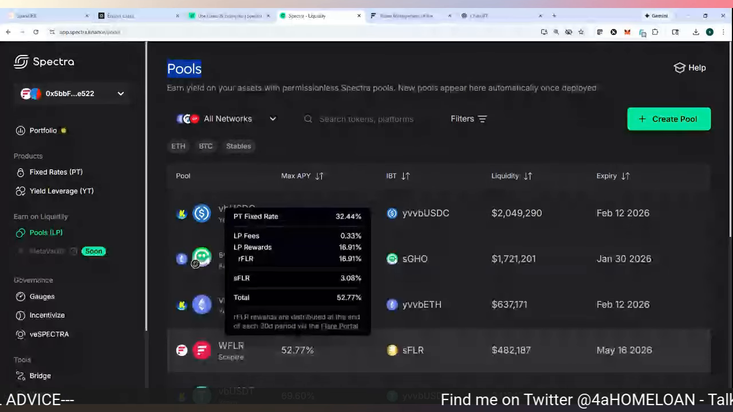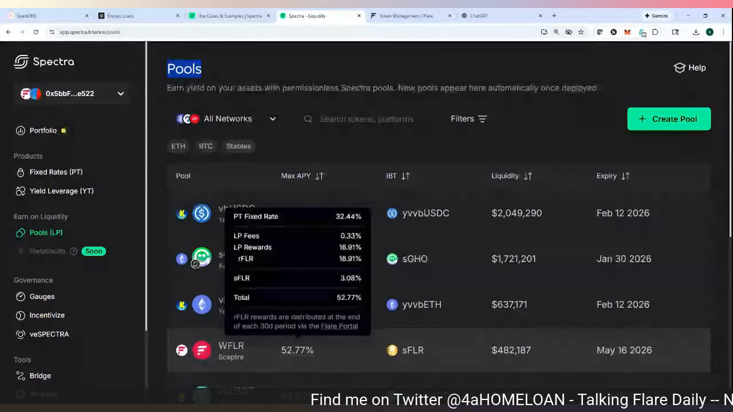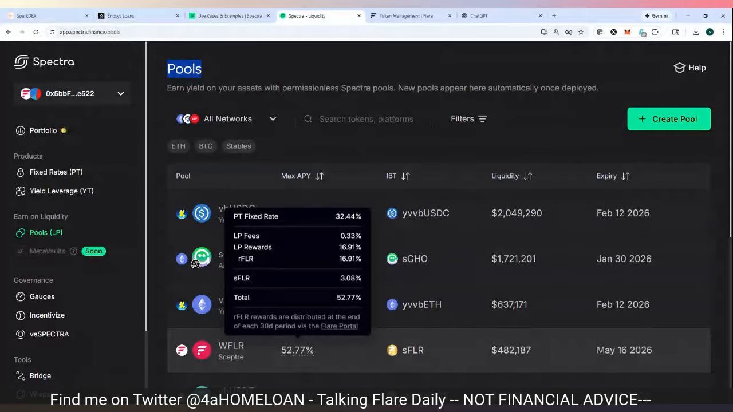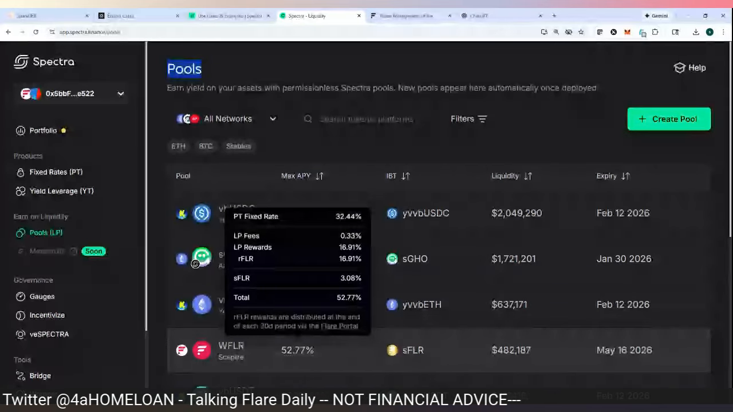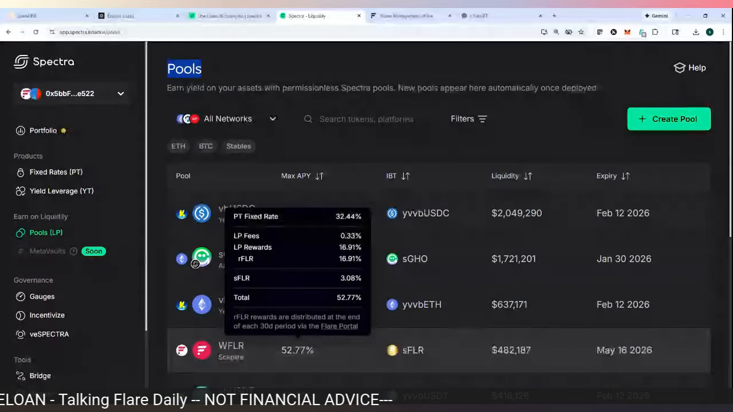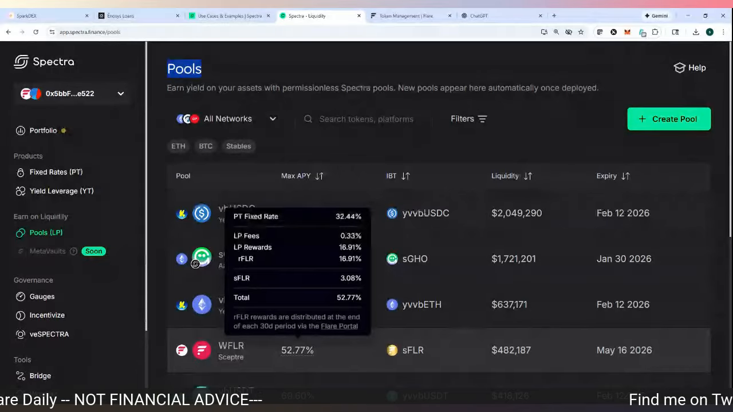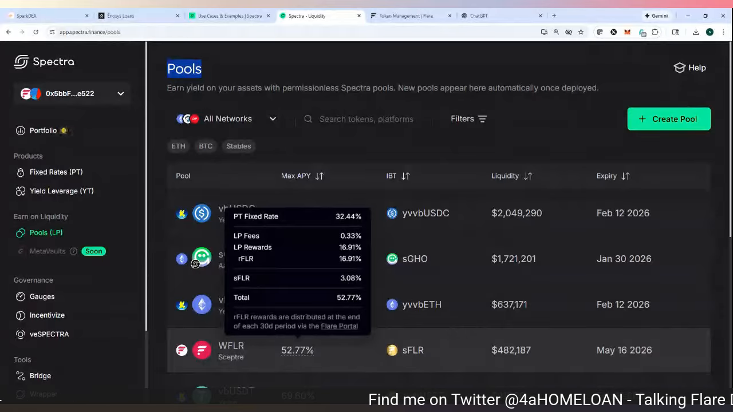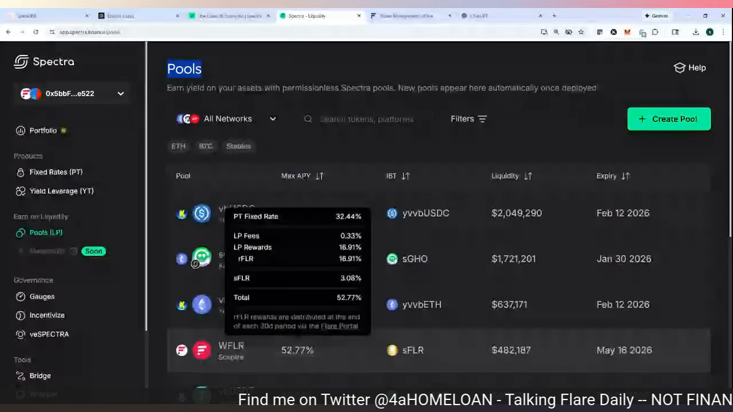And let's look at what it is for PT. This is for PT, principal tokens. This is where you lock the future yield in. Lock in that fixed rate. You lock it in and say, hey, I'm going to put my FLR here, sFLR here. I'm going to be happy with these percentages over the next couple of months. And then I'll come back and get my tokens and I'll collect my yield.